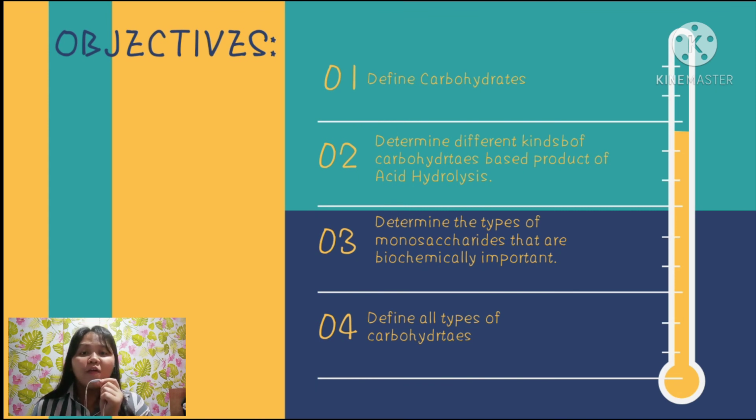I guess all of the objectives in this video have been achieved. We have defined carbohydrates, we have identified the different types of carbohydrates that have undergone acid hydrolysis, and we have identified the four types of monosaccharide that are biochemically important. All of those types have been defined, explained, and given examples in this video.